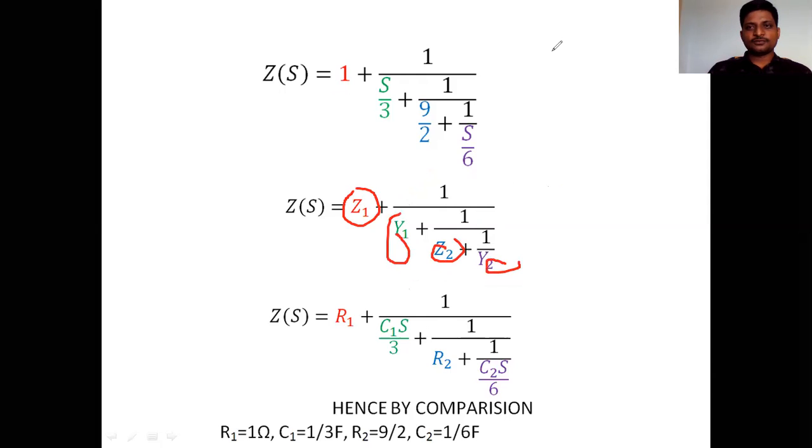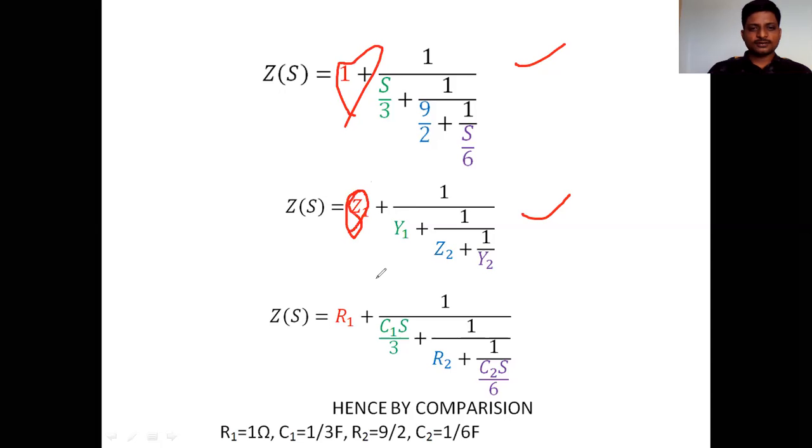After that you have to compare this one and this one. So this is z1. There is no s term in the numerator or denominator here. If there is no s term in the numerator or denominator, then you have to understand it as a resistor.